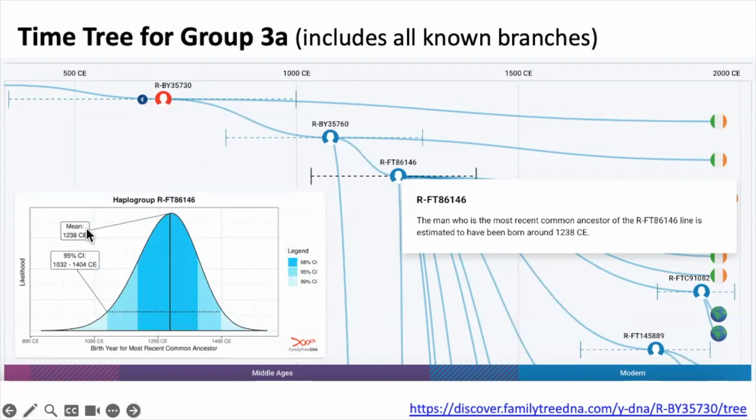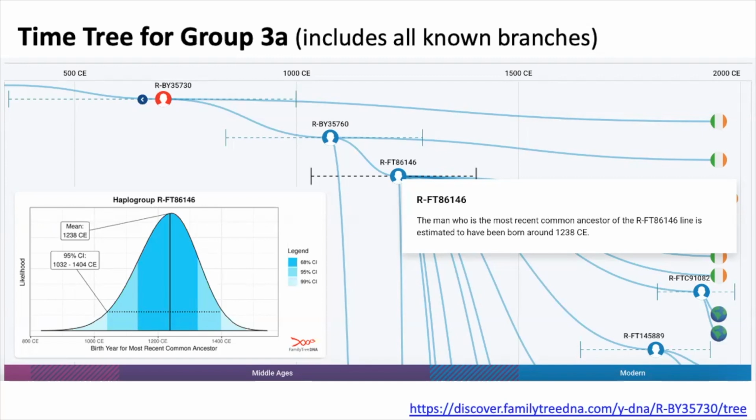The central estimate is 1238 for this particular branch, and there's a range, a 95% confidence interval, usually of about 200 years on either side. So you're looking at a 400-year time period in which it could be, with 95% confidence. So you have to take these confidence intervals with a huge pinch of salt as well.